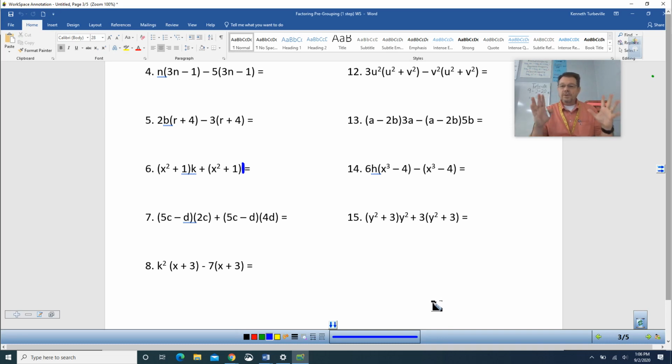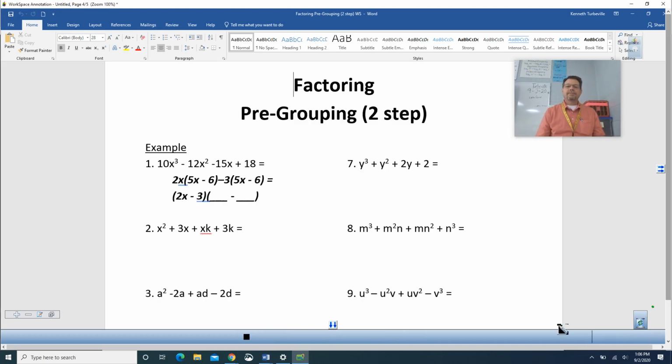Okay, so you've finished the front page. Now let's go to the back page. All right, so the back page is going to add another step for it. We're getting a setup called factoring by grouping. So it's our pre-setup for it. What we're going to do is actually set up groups.